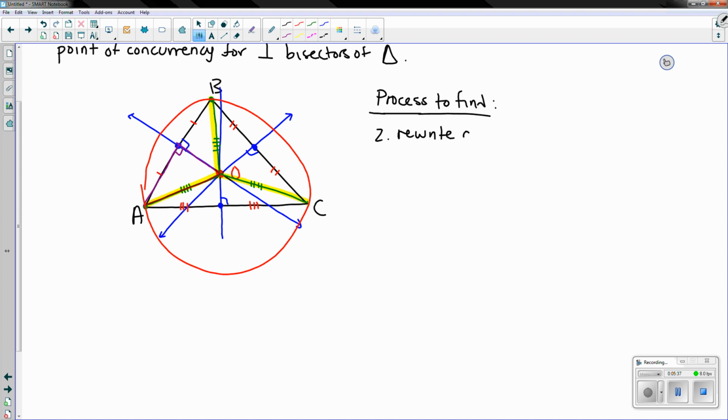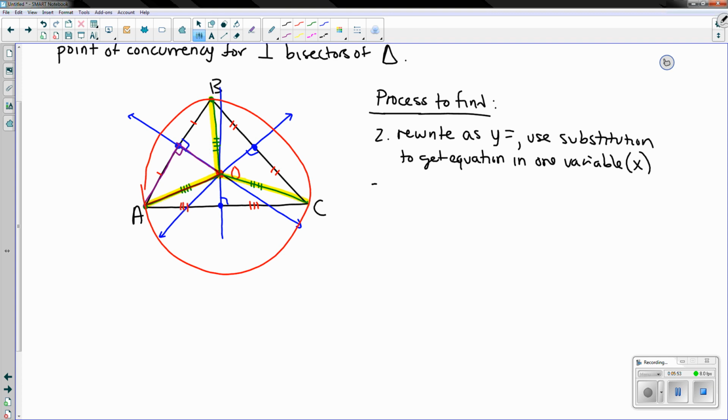rewrite as y equals. We're going to use substitution to get the equation in one variable, which is often going to be x. And then once we have it in terms of just x, we're going to solve for x and then back substitute into the equations to get y.